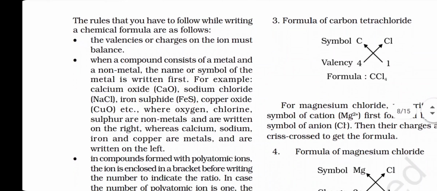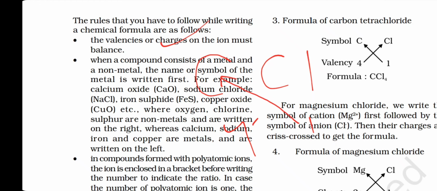So now here are the rules that have to be followed while writing chemical formulas. The valency or the charge of an ion must be balanced. So we have to balance the charge and valency. Suppose we take the example of carbon chloride. Carbon has valency 4 and chloride has valency 1. So you have to balance it. You have to crisscross like this. The compound formed here will be CCl4. The valency of chlorine comes to the subscript of carbon, and the valency of carbon comes to the subscript of chlorine, that is CCl4.